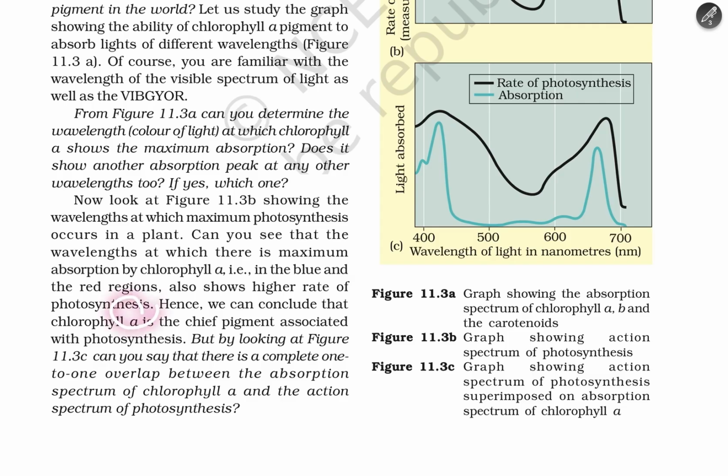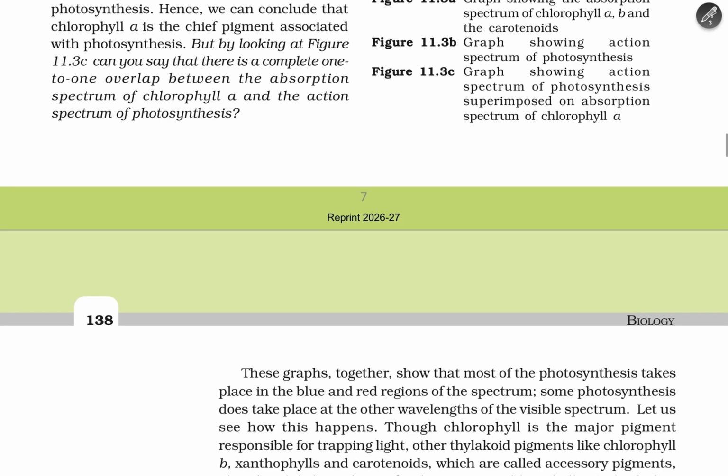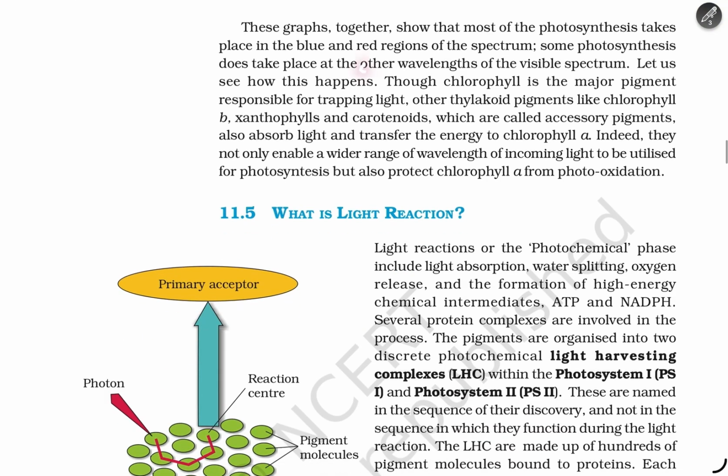Hence, we can conclude that chlorophyll a is the chief pigment associated with photosynthesis. But by looking at figure 11.c, can you say that there is a complete one-to-one overlap between the absorption spectrum of chlorophyll a and the action spectrum of photosynthesis? These graphs together show that most of the photosynthesis takes place in the blue and red regions of the spectrum. Some photosynthesis does not happen at chlorophyll a, the major pigment responsible for trapping light.